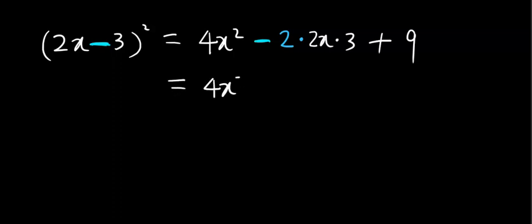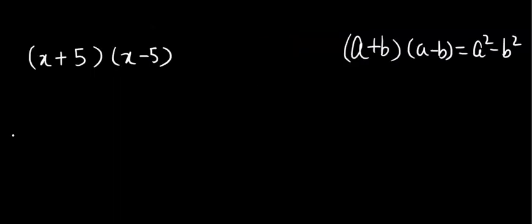Continue. 4x squared, minus 2 times 2 is 4, 3 times 4 is 12, 12x and plus 9. So we have 4x squared minus 12x plus 9. Let us continue. Our next rule is called the sum and difference pattern.